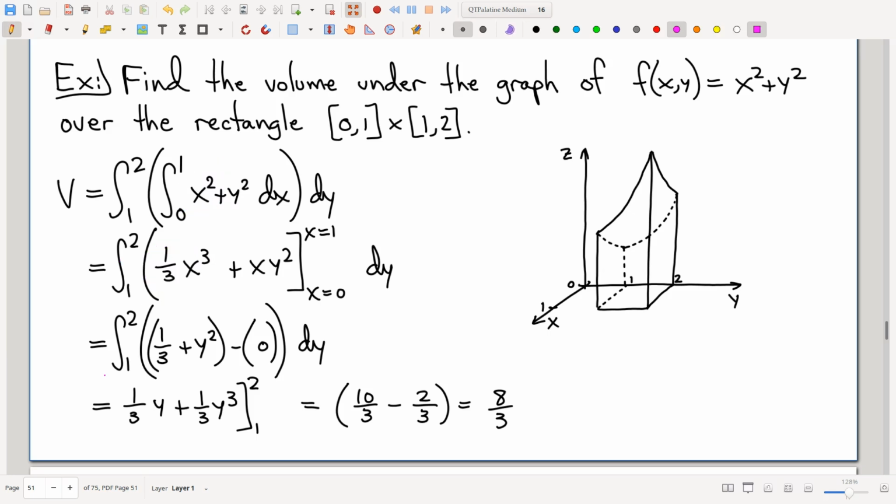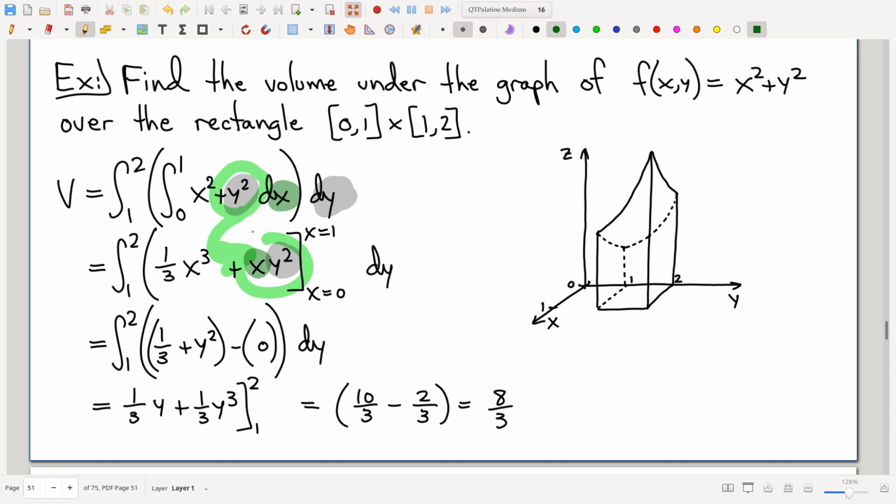And here's the first stumbling block. A lot of people will put 1/3 y cubed there. And that's wrong. Because our outside variable is to be treated as a constant. That means this y squared is a constant. And the antiderivative of a constant is constant times the variable. And our variable is x, so it is x y squared. Is that cool?